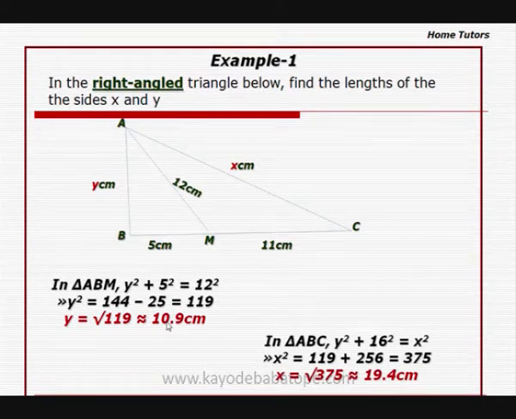Now that you have calculated y, it's easier to calculate x, because by considering the triangle ABC, you can now say y squared plus 5 plus 11, because the length BC is 5 plus 11, which is 16. So you have y squared plus 16 squared equal to x squared. Remember, the square of the hypotenuse is equal to the sum of the squares of the remaining two sides. So from triangle ABC, x squared is equal to 119 plus 256, which gives you 375, and then x will be equal to the square root of 375, which gives you 19.4 centimeters.